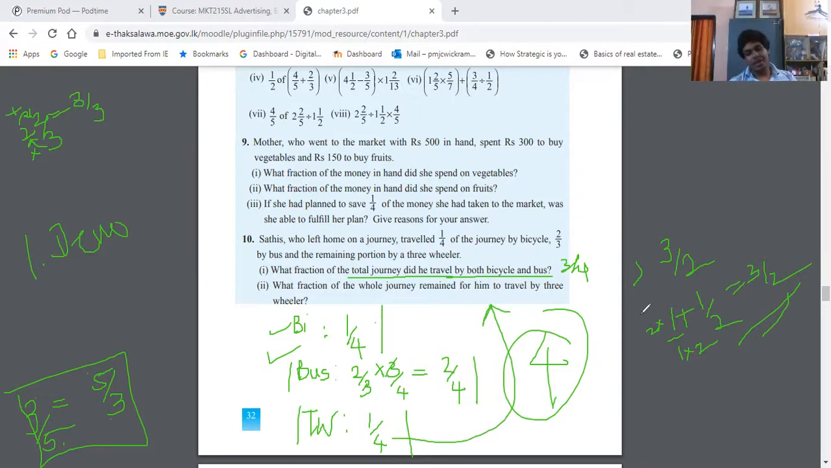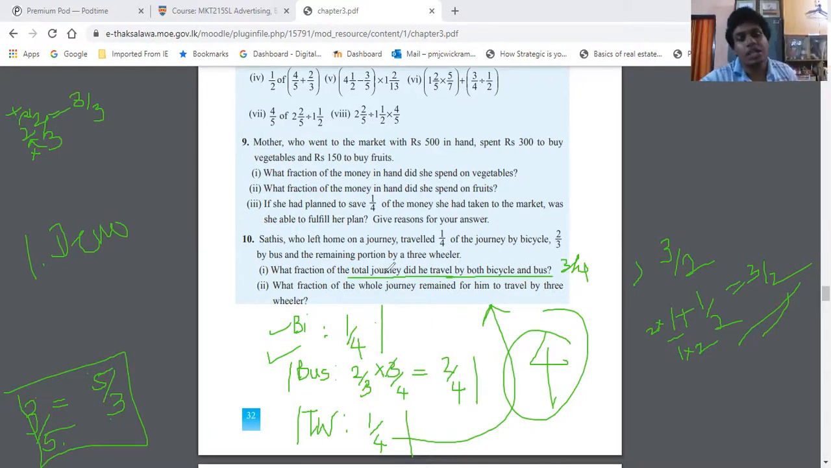Because we found the remaining. Okay, let me go through this sum again, because it was a nice sum. I believe that is the level of your first term examination.